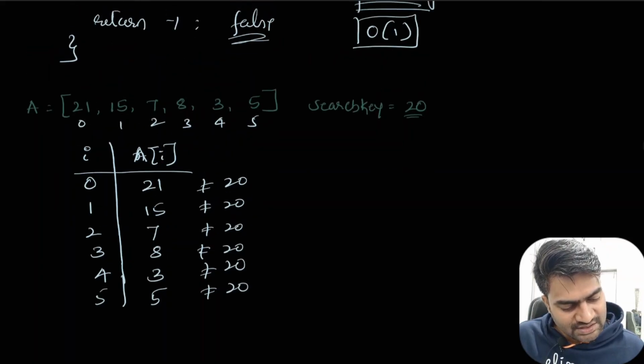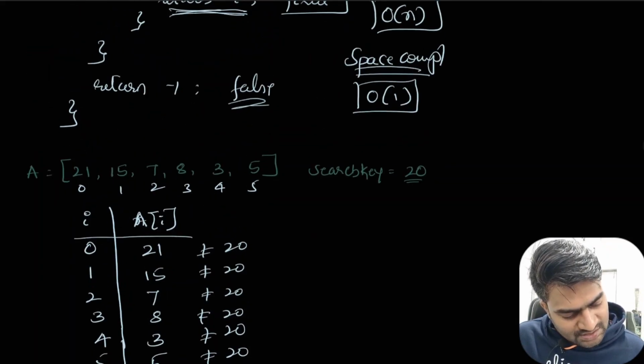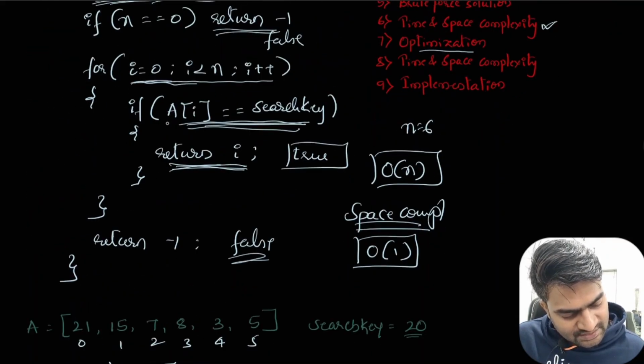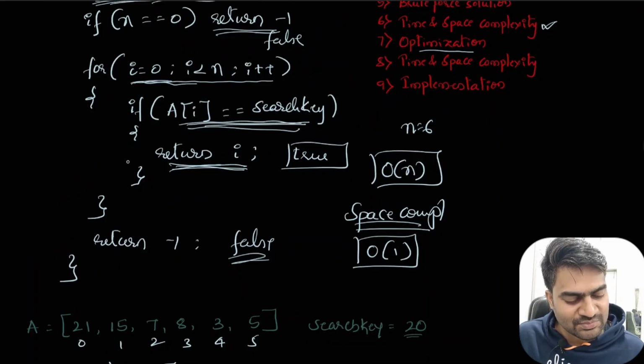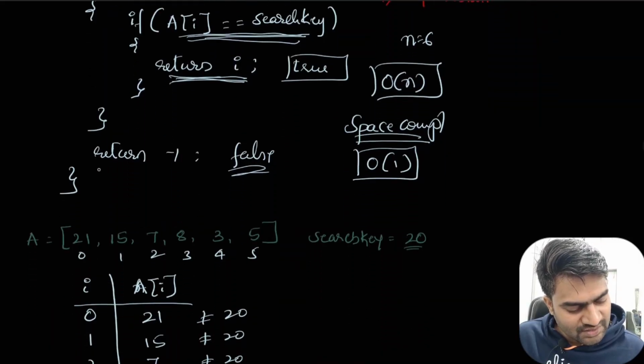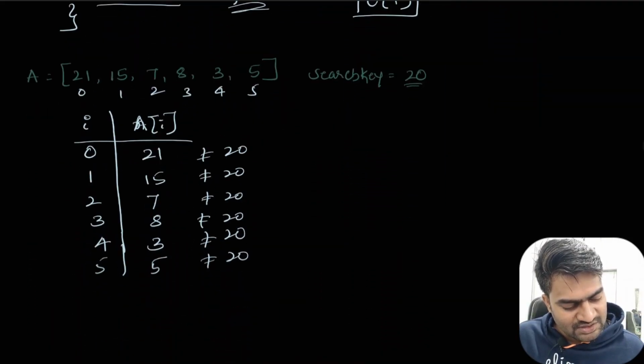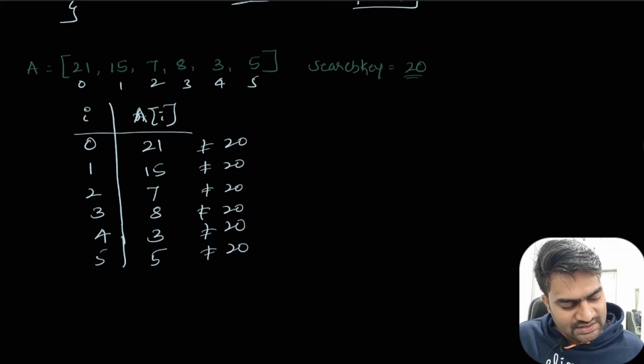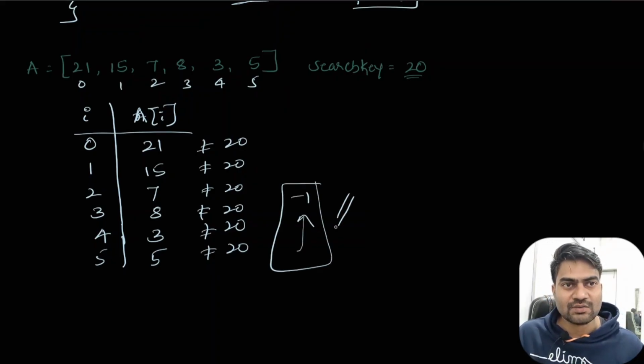Now if you see the code, if it finds the element anywhere, then only it will return that index. Otherwise it will simply complete this for loop, and finally it will return us -1. So what does it return? It returns us -1 as the result. What does this mean? The element is not found in the array.